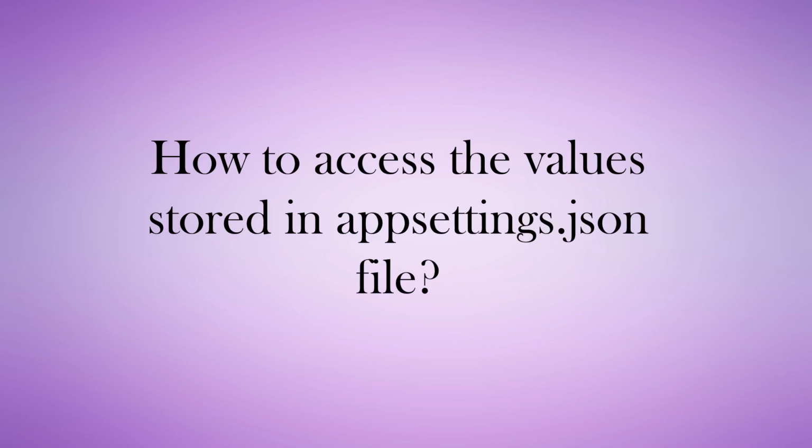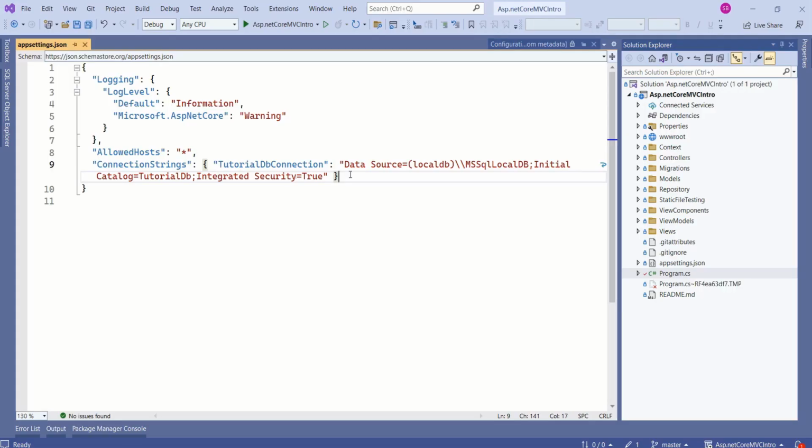Now we know what this file is all about and what goes here. Next question is how to access the values that are stored in this file. For demonstration purpose, I will define my own key value pairs here. Remember, this is a JSON file. I'll write comma, then I will write my key. Test key will be my key. Then I have to separate the value by colon. Then again I'll define a string value, that is test value. I'll save this file.